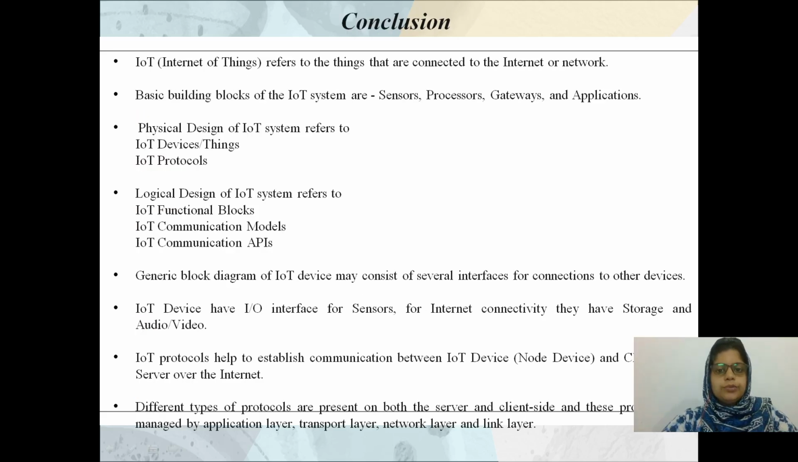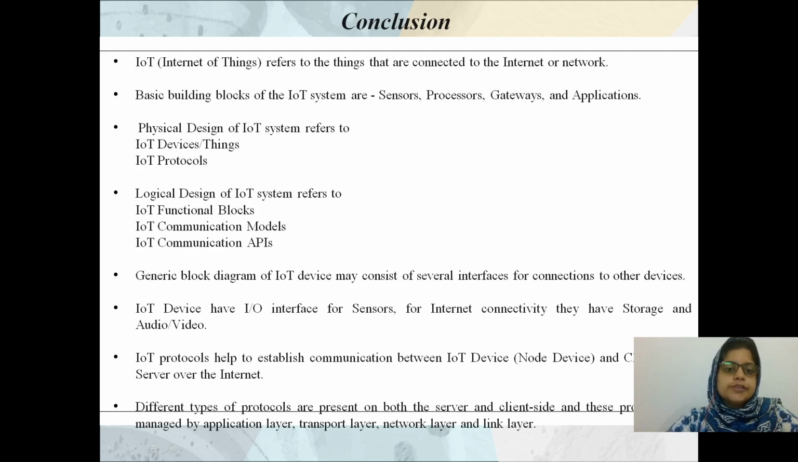So, to conclude, what are the key takeaways from today's lecture? We have studied what IoT is. The Internet of Things refers to the things that are connected to the internet or the network. It is basically a network of things. We had also seen the basic building blocks of the IoT system. They are sensors, processors, gateways and applications.